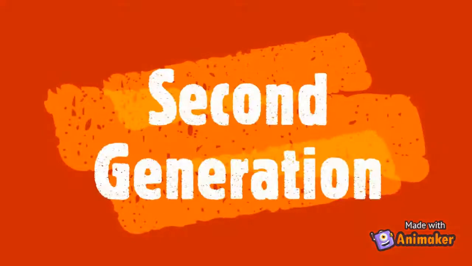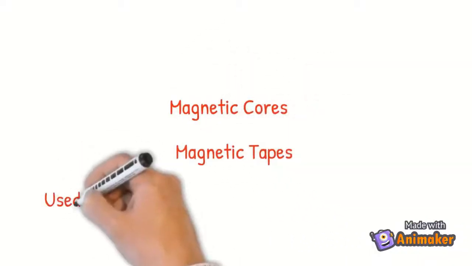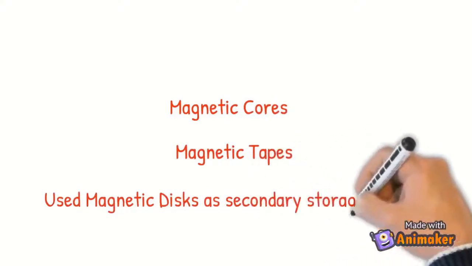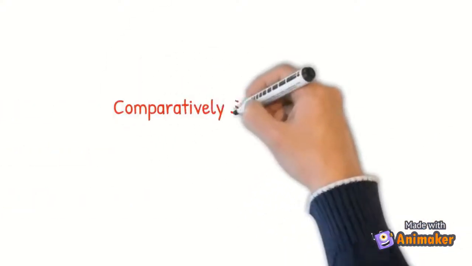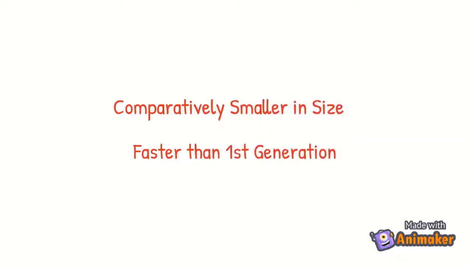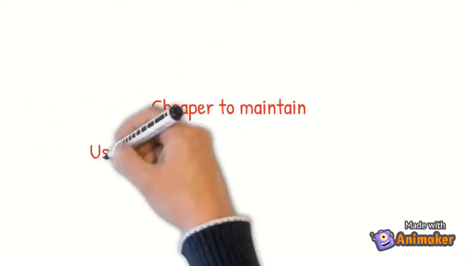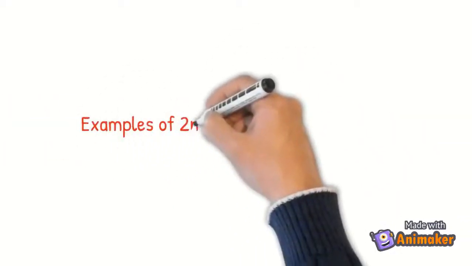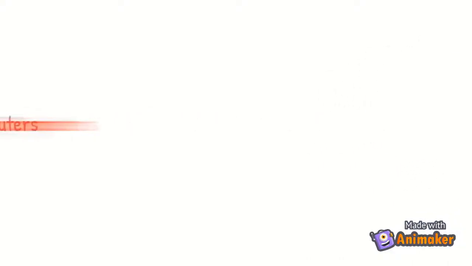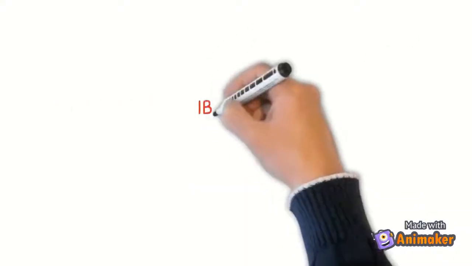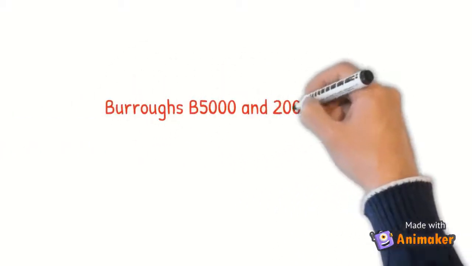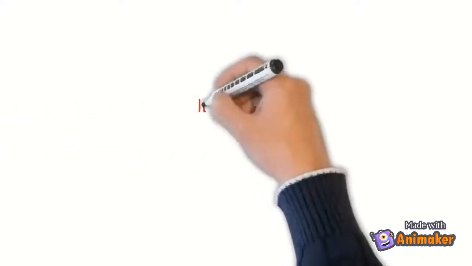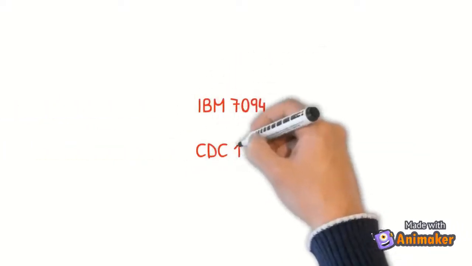The second generation of computers used transistors. The primary memory was stored on the magnetic cores and magnetic tape, and they used magnetic disks as secondary storage devices. Due to this, they were comparatively smaller and faster compared to the first generation. Based on design and technology, they were cheaper to maintain and used higher-level languages like COBOL, Fortran, etc. as input. Some of the examples of second-generation computers are UNIVAC 3, IBM 1401, IBM 700, NCR 300 series, Burroughs B5000, and 200 series, IBM 1620, IBM 7094, CDC 1604.